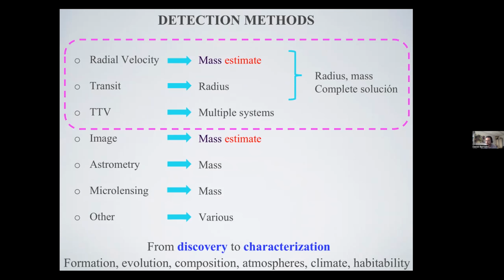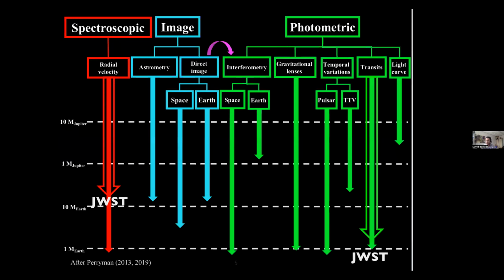and in some cases also for the characterization, because we are moving from this initial phase where we have discovered more than 500 different planets to this new phase that is even more exciting, with the characterization, to understand the formation, the evolution, the composition, atmosphere. This is now probably the most important step at this stage. And then we are starting to understand climate and habitability in at least a few of these objects.